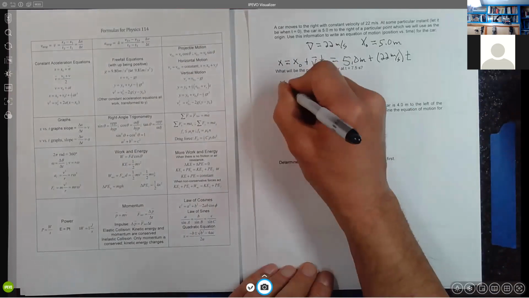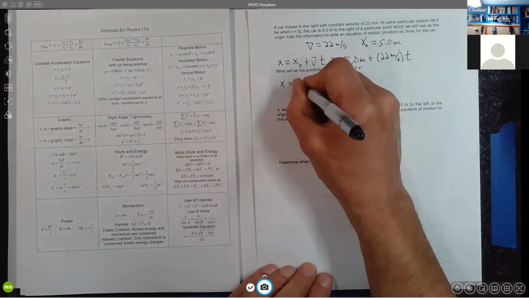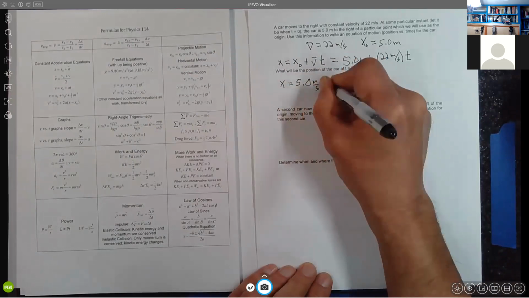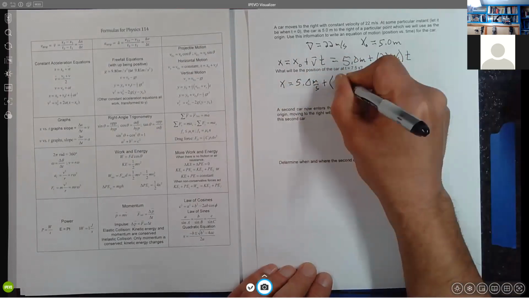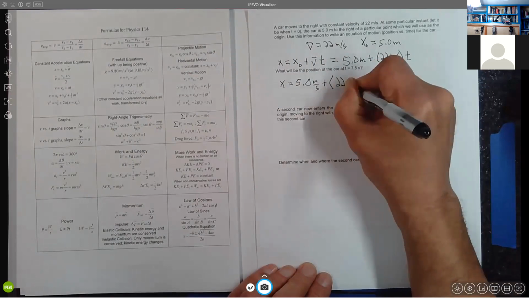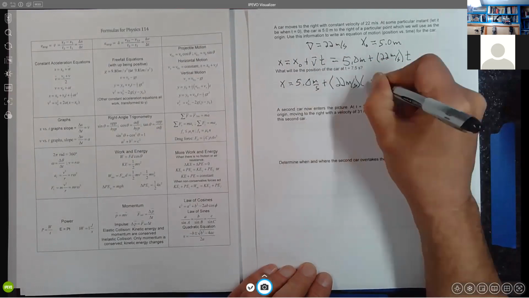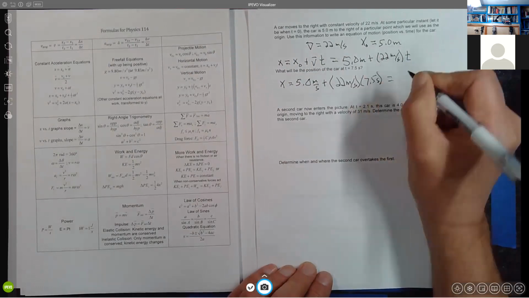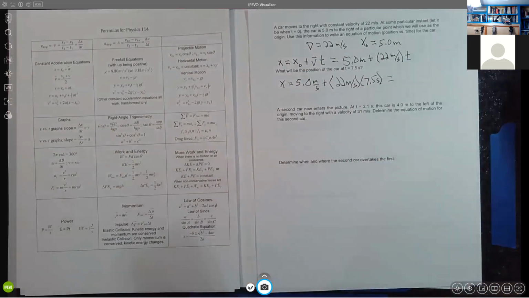So x is going to equal 5.0 meters plus 22 meters per second times 7.5 seconds. Then we'll see what we get here. 5 plus, whoops, helps to turn your calculator on first.